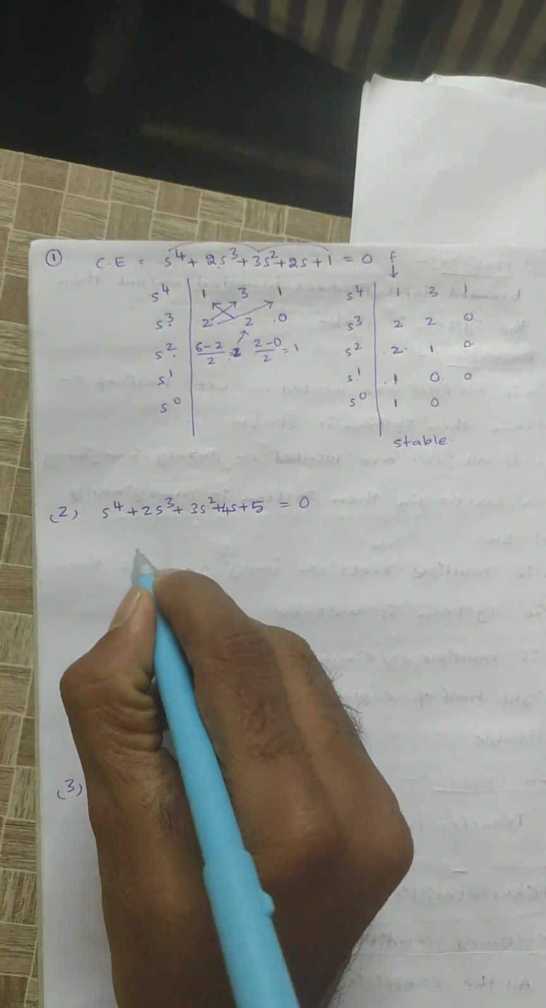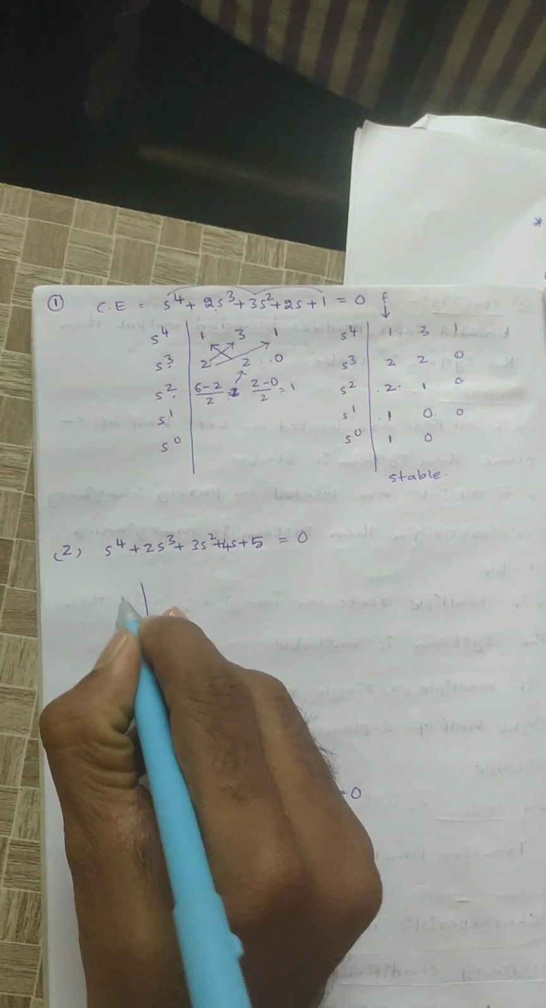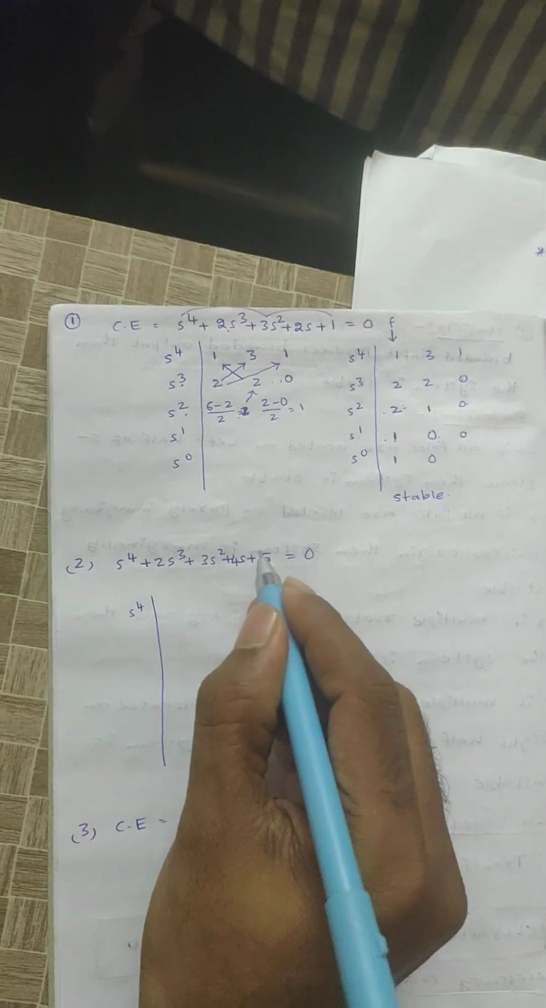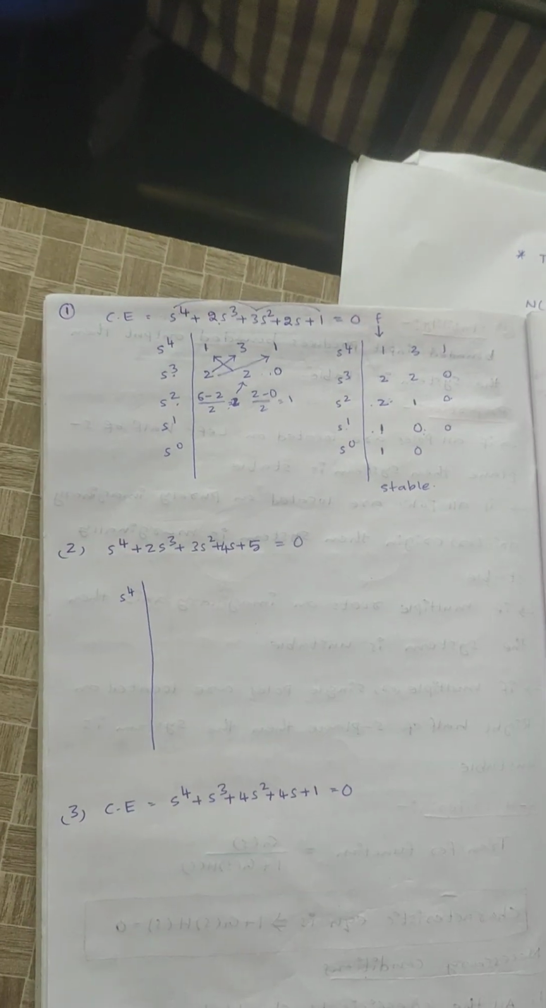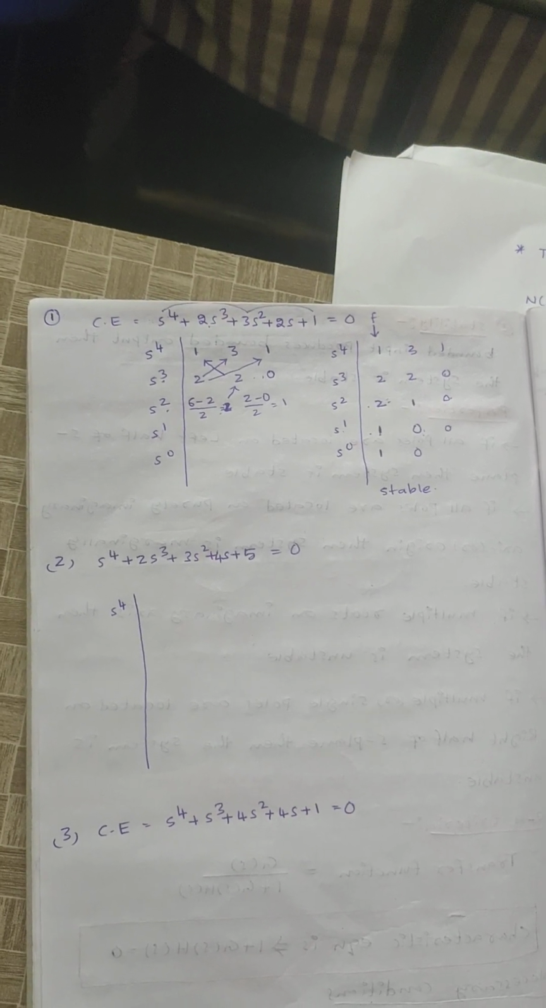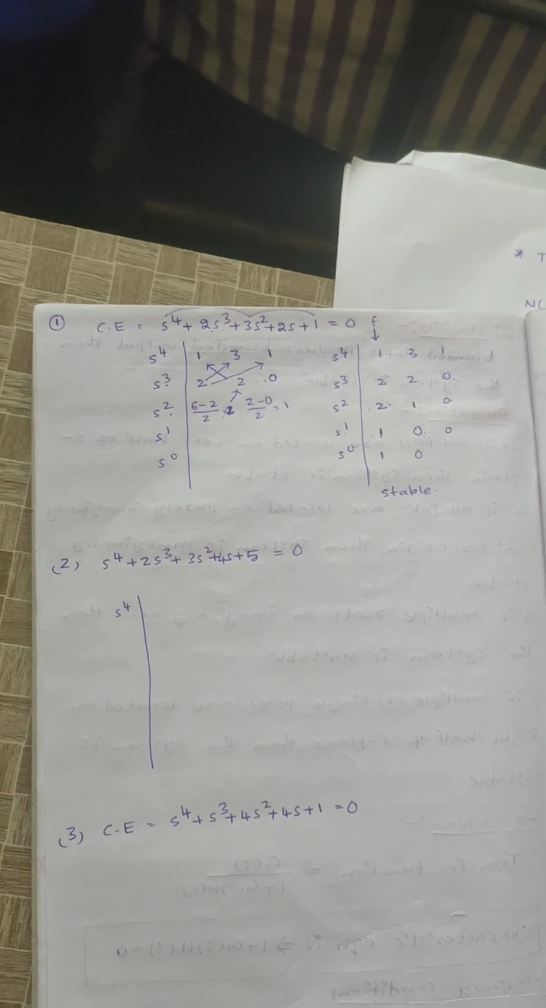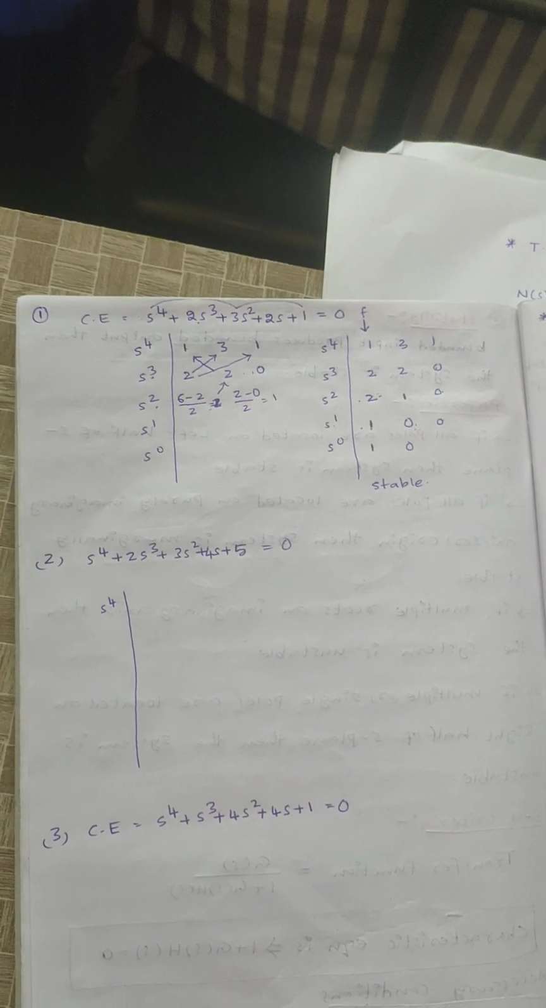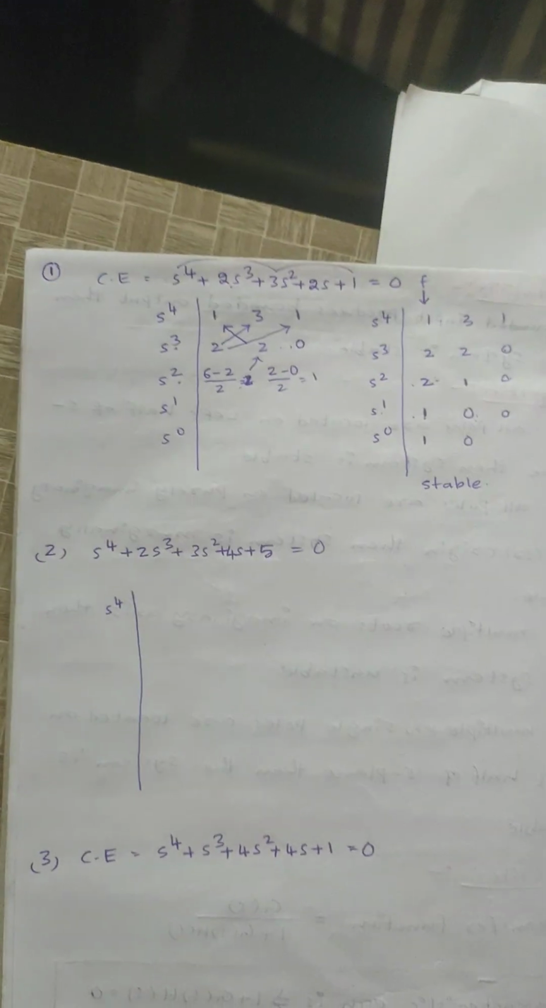Okay, similarly the next problem, s power 4. Here also the characteristic equation is given. Suppose in the problem, if the transfer function is given, that is g of s by 1 plus g of s into h of s, right? Transfer function, that means you can directly equate the denominator value to 0.